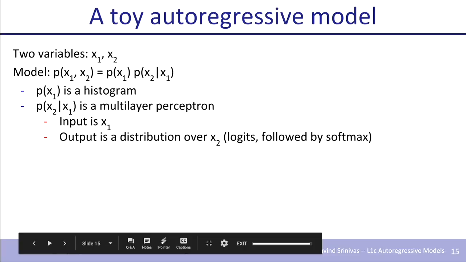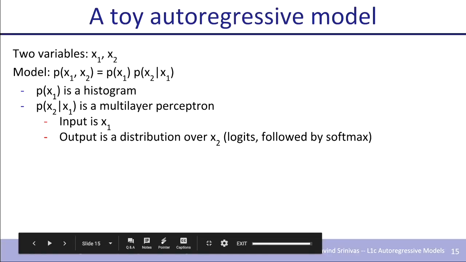So what would you use for the first thing? Can somebody tell me? What would you use? Just personally, I would use a histogram. It fits perfectly well here, right? It's just one variable. We also talked about how to do it. So that fits. The second thing is a bit more subtle.